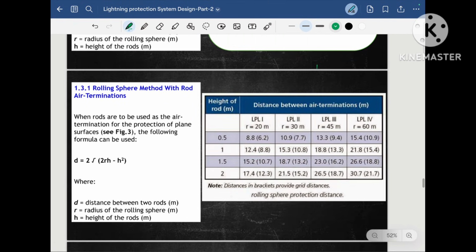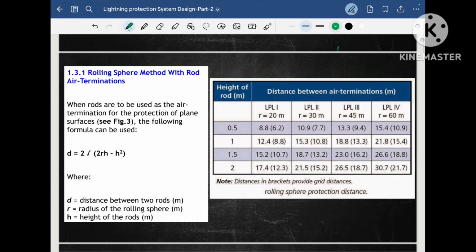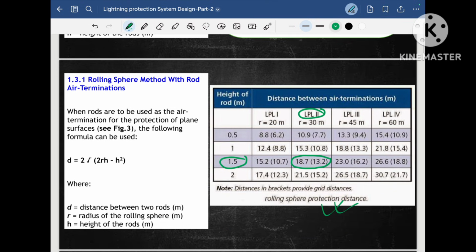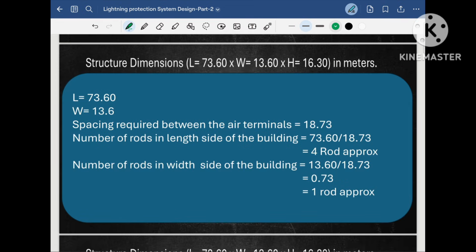18.73 meter. Here you see, this is the ready-made table provided by the IEC. Here, as our rod height is 1.5 meter and the lightning protection class is 2, you can see that the distance between the two lightning air terminal points is 18.7 meter, which is equal to our calculated value. So from this chart also we can select the value directly by selecting our rod size and our LPS class, and we can get the distance between the two air terminals.